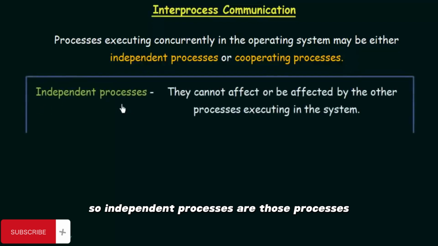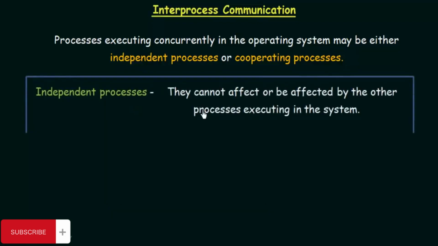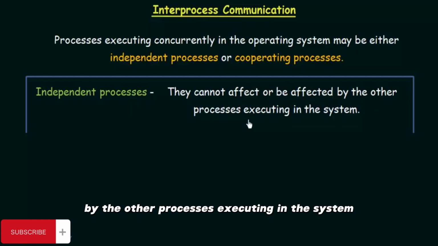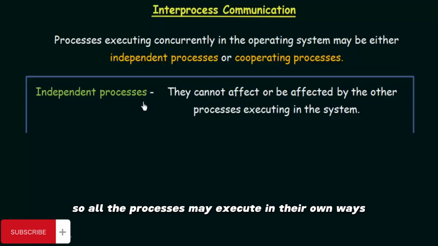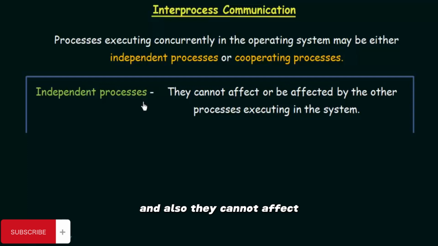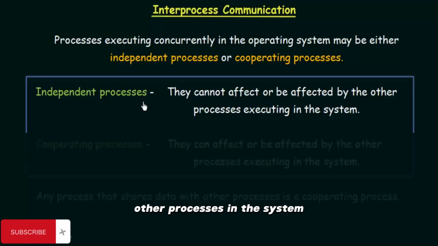Independent processes are those processes which cannot affect or be affected by the other processes executing in the system. If we say that the processes are independent, that means these processes cannot affect or be affected by other processes executing in the system. All the processes may execute in their own ways, and these independent processes are not affected by other processes, and also they cannot affect other processes in the system.